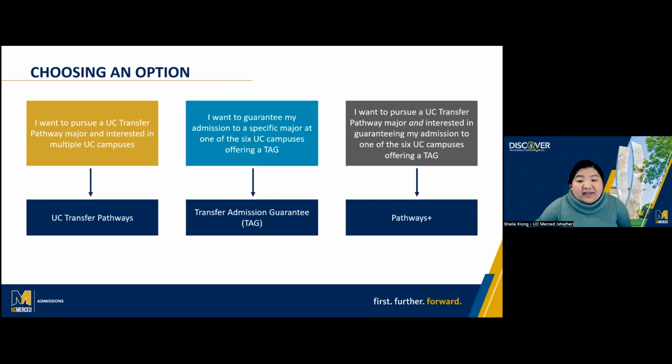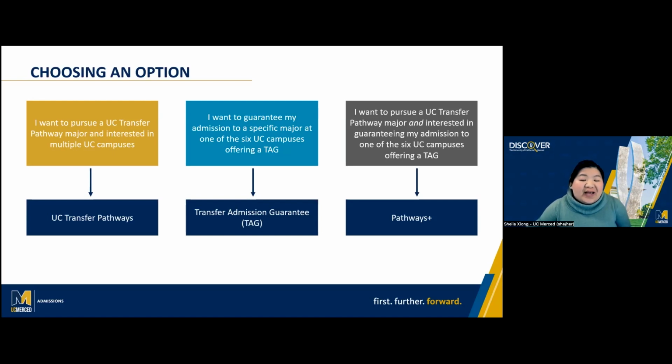All right. The last option we have here is, I want to pursue a UC transfer pathway major, and I'm also interested in guaranteeing my admission to one of the 6 UC campuses offering a TAG. All right. If you are interested in this last option here, then the best option to utilize to prepare for transferring to UC would be Pathways Plus.